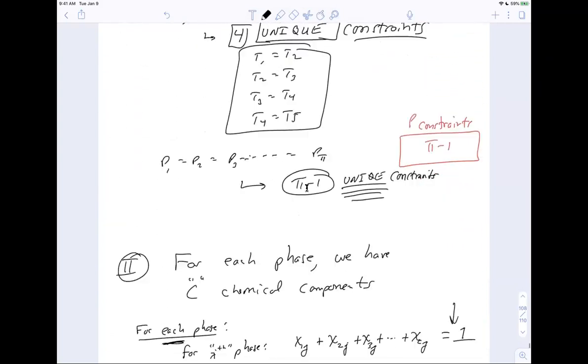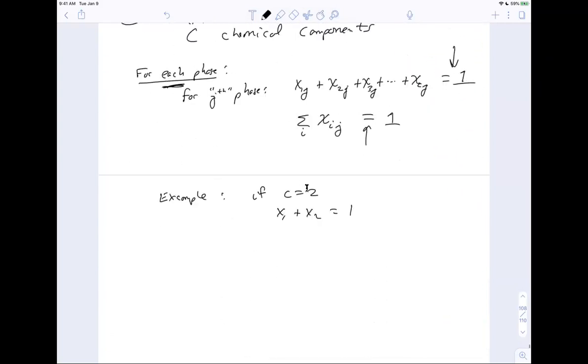But we see here, very simply, that for each phase, let's say this is phase J, the sum of the mole fractions has to equal 1. So if I specify the mole fraction of species 1 in phase J, I can't specify the mole fraction of species 2 in phase J. There's no way I can let one be 0.7 and the other one be 0.5. If I let one be 0.7, my hands are tied. It has to be 0.3.